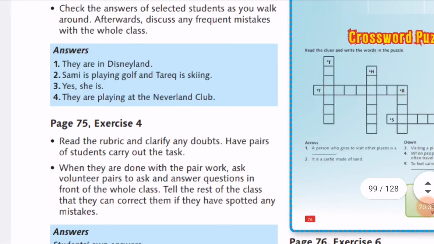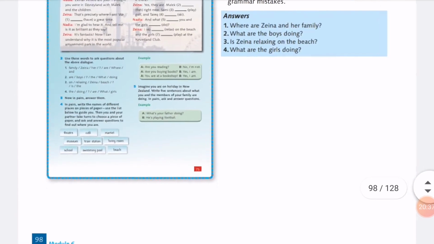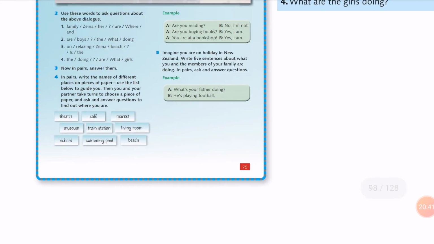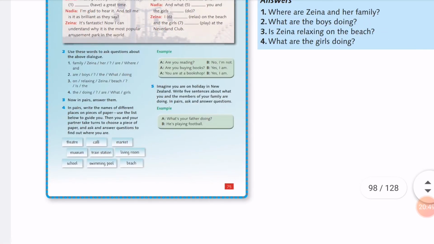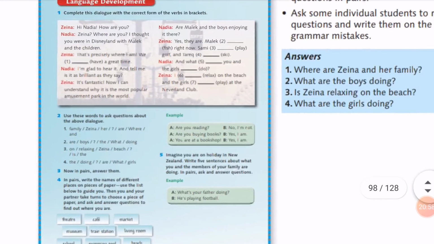This is all about our class today. About page 75, you have to write the answers, form questions correctly, and concentrate on how to form the present progressive form in sentences, affirmative, negative, also, and interrogative, the questions. Okay, this is all about this lesson and this class.